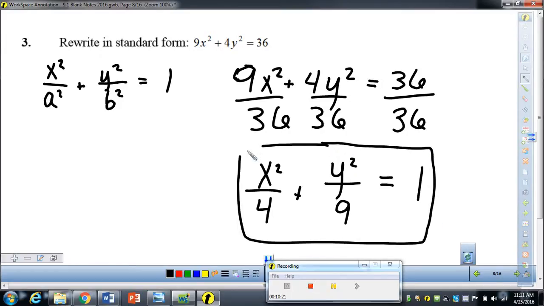This question is not asking us to make the graph, but in your homework it will ask you to make the graph of something like this. So this is that initial step that you want to add at the beginning, turning it into that standard form.